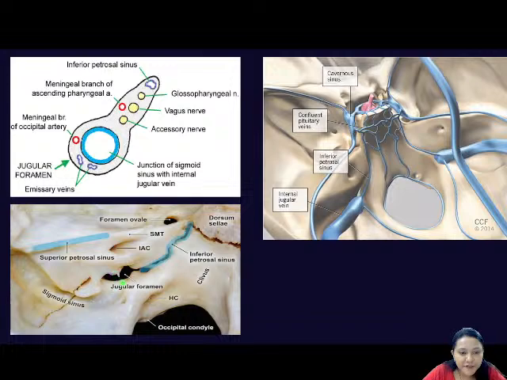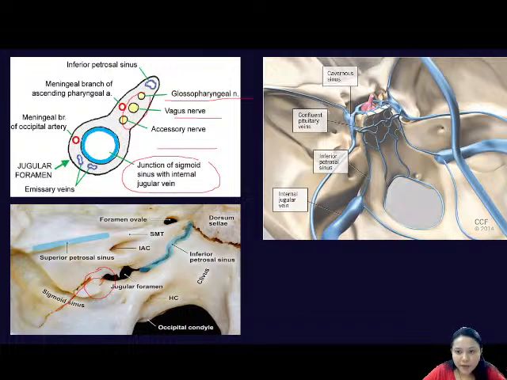Then you have a cavity here, and in this cavity you have the 9, 10 and 11 nerves. That is your glossopharyngeal, the vagus and the accessory nerve. And on the lateral most aspect, you have the junction of the sigmoid sinus with the jugular vein.